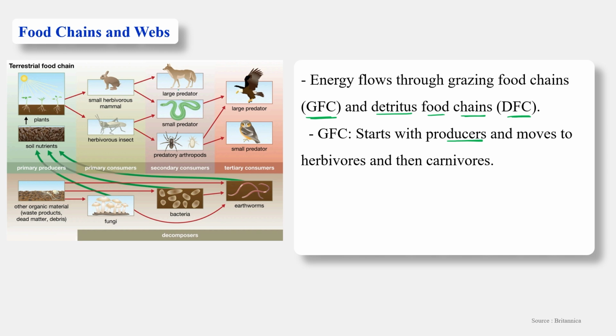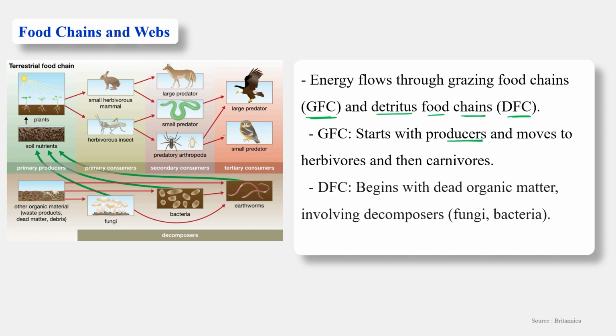further consumed by the secondary consumer, and then finally the tertiary consumer. Okay, so this grazing food chain starts with the producer and moves to herbivore and then other carnivores, as you can see in this particular picture. Similarly, the detritus food chain begins with dead material, this dead material or waste material, which is further degraded by various fungi and bacteria. Right. So this is a detritus food chain, and energy flows from one level to another level.